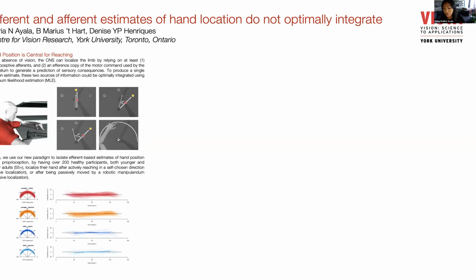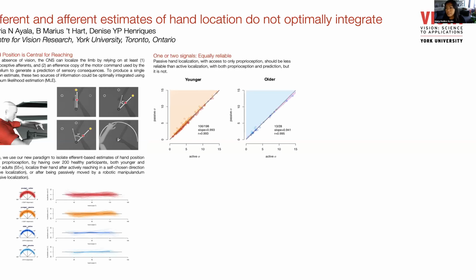Here, these plots simply show that both our younger and older adults don't show any pattern of biases during baseline. Our main question really is whether estimates of hand location based on both efferent and afferent signals are more precise than those based only on proprioception. So that's our active localization condition that has both afferent and efferent signals, and our passive localization condition that only has proprioceptive information. According to the MLE rule or other straightforward Bayesian mechanisms, variance should be lower in the localization condition where we have the two signals, and it should be higher in the condition that only has one signal. As you can see here, on the x-axis we have our active localization variance, and on the y-axis the passive localization variance. We see that the data more or less falls on the identity line, which suggests to us that having one or two signals is just as reliable.